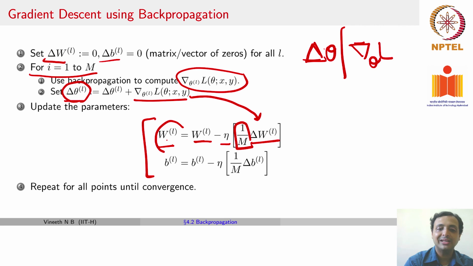Then you'll get WL at the next time step, and similarly B at the next time step, and you keep repeating this until convergence. Remember, convergence is when grad loss with respect to W and B becomes 0, or you get all points right. In practice, this may be difficult. How do we handle it in practice? We'll talk about it in a later lecture.